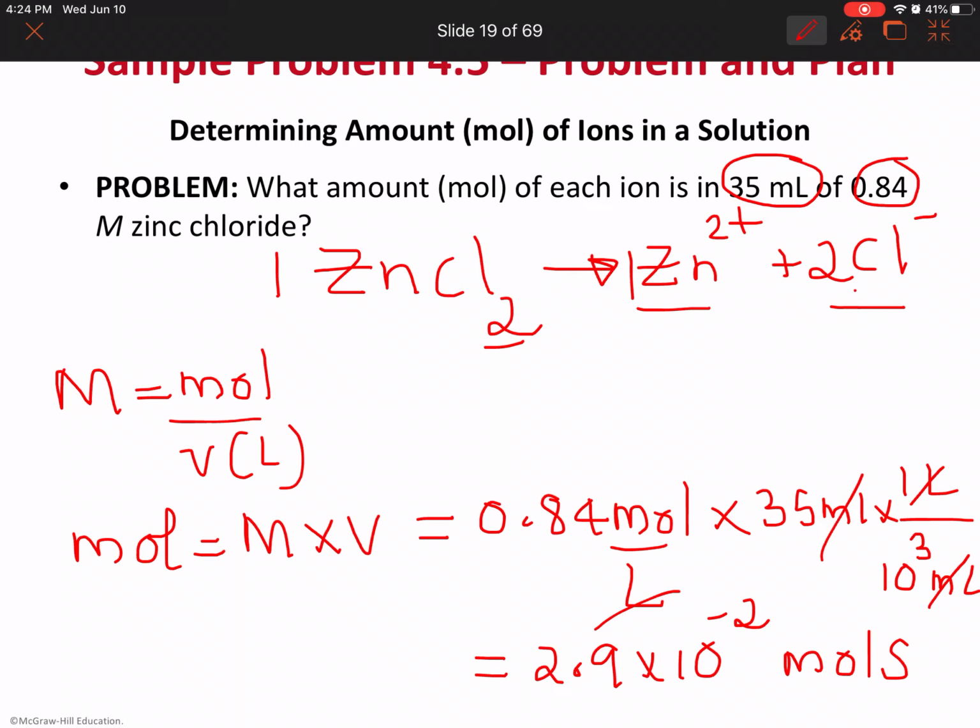Now see, from our balanced equation, the dissociation, 1 mole of zinc chloride gives you 1 mole of zinc and 2 moles of chloride. So the zinc is going to be the same amount, and then the chloride would be double of this amount.